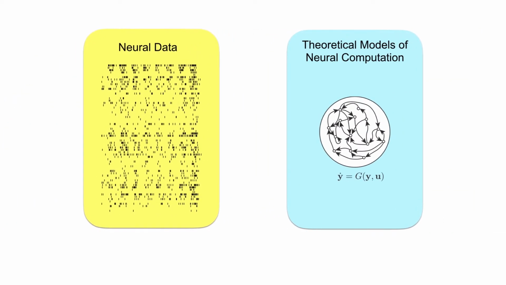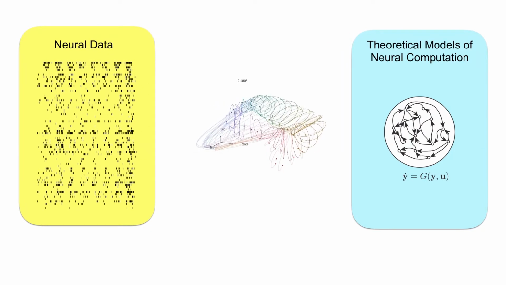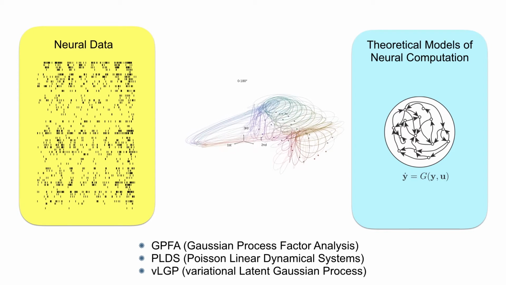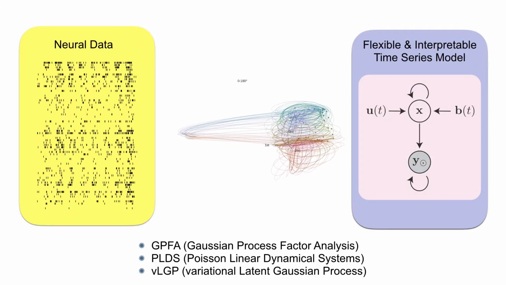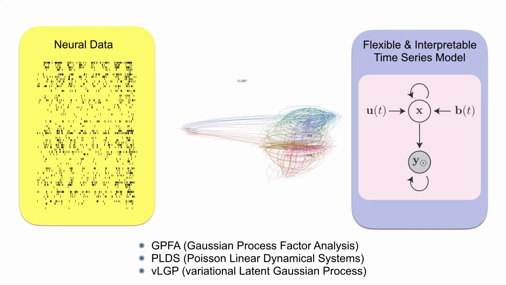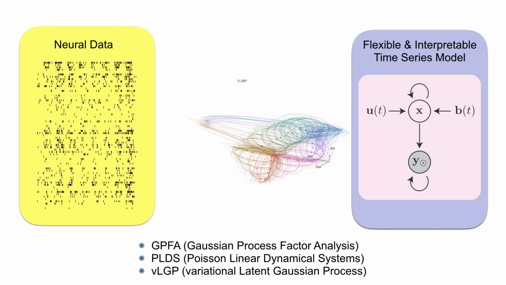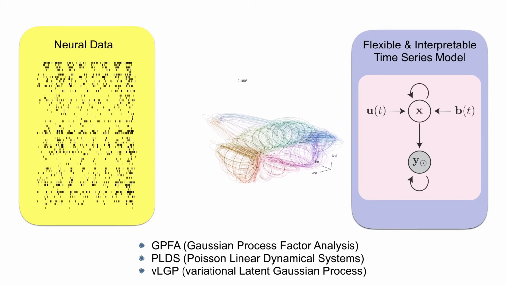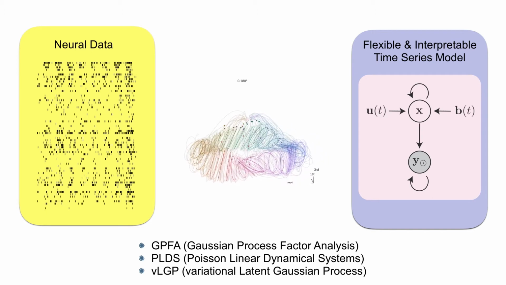First, we can extract low-dimensional, single-trial neural trajectories from simultaneously recorded neural signals using methods such as GPFA, PLDS, or VLGP. Then, we need a flexible model of the dynamical law that can capture various features proposed in theoretical neuroscience. Specifically, we need a time series model that can capture fixed points, bifurcation, oscillation, chaos, and continuous attractors, all of which can be elegantly described by the language of continuous dynamical systems.